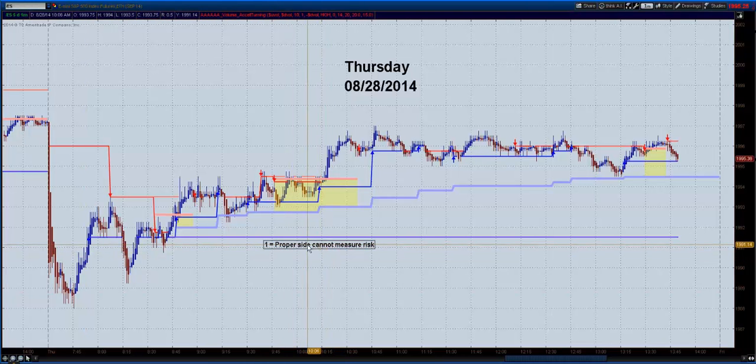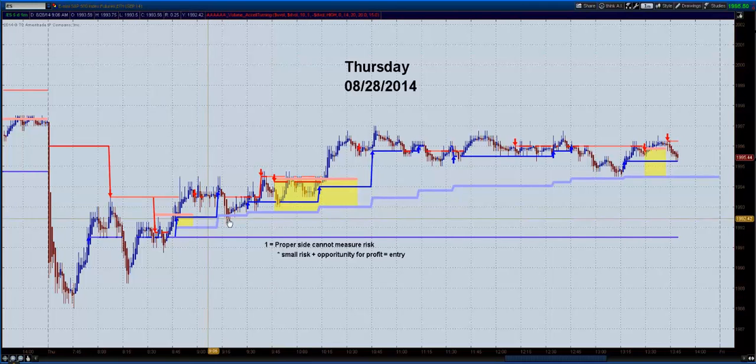And that's important because a small amount of risk plus an opportunity of movement is an entry. And that's what leads to the buy side. Small risk plus opportunity for profit is entry. So as this entry occurred in the retest, you're able to manage your risk, measure your risk, which is important, and recognize the probable retest of the gap open.